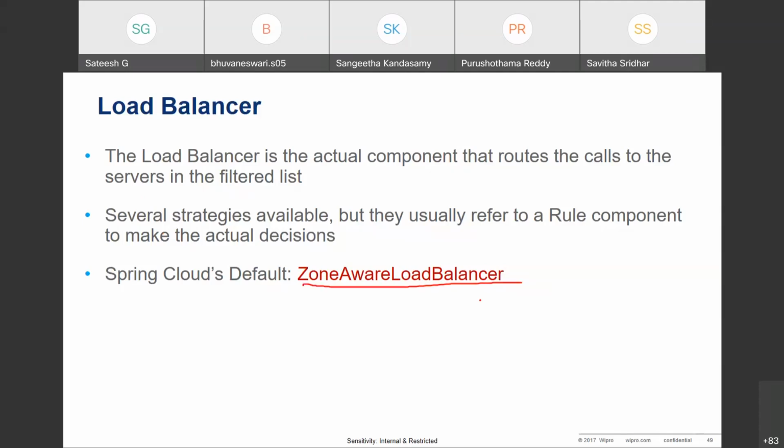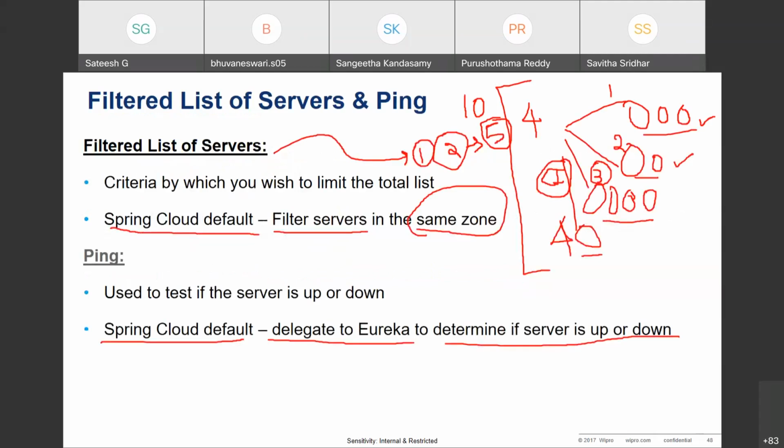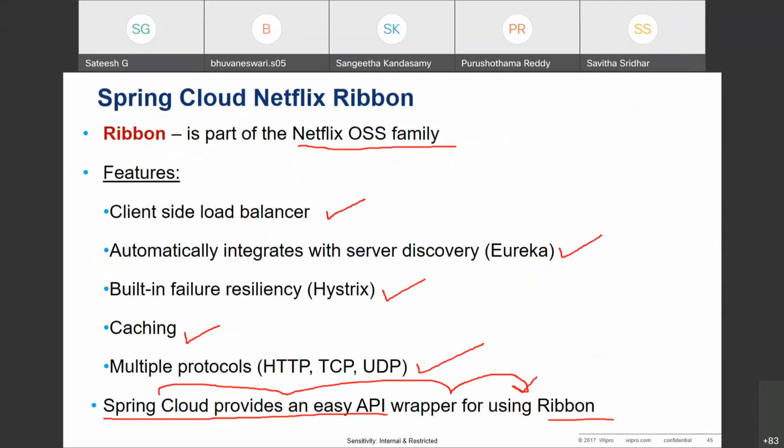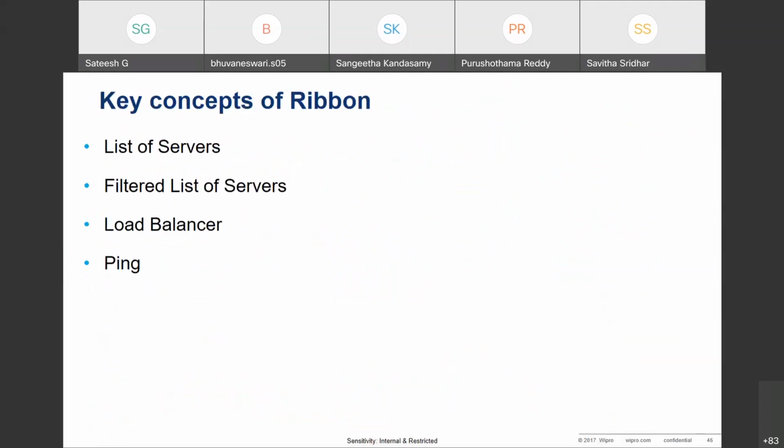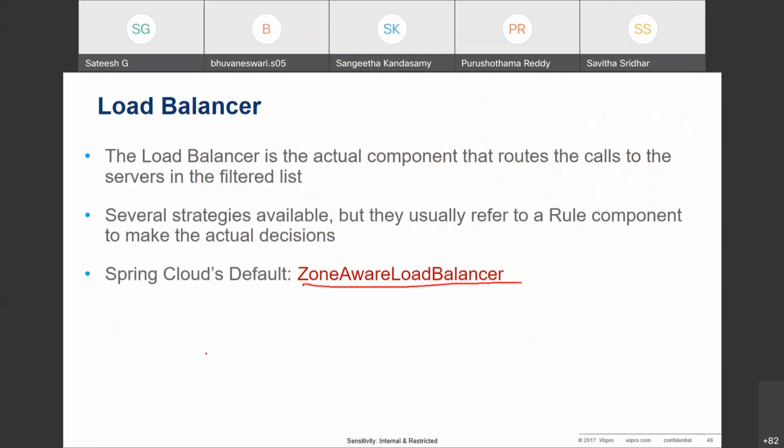What is zone aware load balancer? The zone aware load balancer strategy will select the closest and fastest response found in the same region. This is the default strategy, which is called the zone aware load balancer strategy. Yeah, that is the by default strategy. But again, there are different algorithms that are there. And based on this algorithm rule, accordingly, decisions will be made.